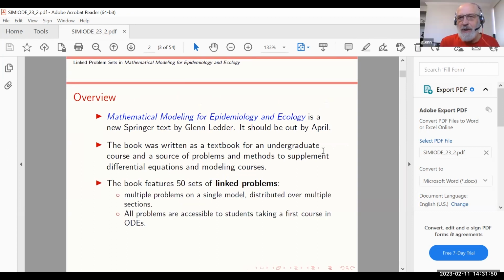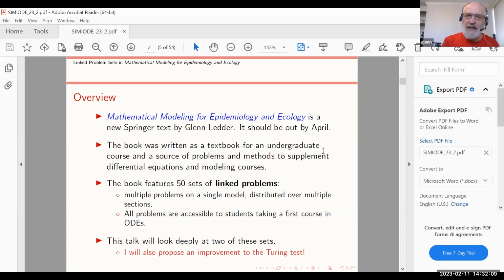Among the characteristics of the book, it features 50 sets of what I call linked problems. These are multiple problems on a single model distributed over multiple sections. All the problems in the book are accessible to students taking a first course in ODEs. And so in this talk, I'm going to look deeply at two of the sets. And I also have a special bonus. I am going to propose an improvement to the Turing test.